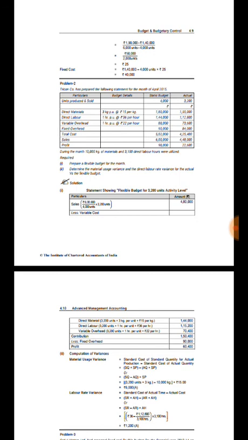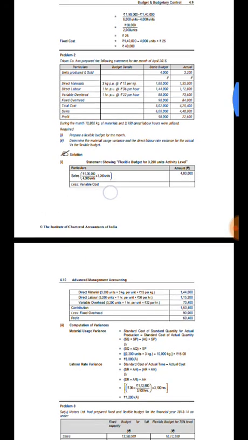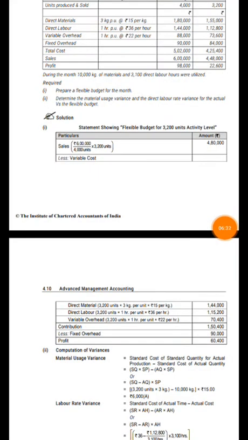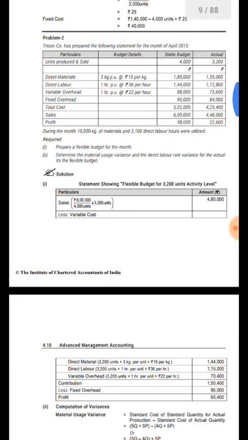So what is required? Prepare a flexible budget for the month. Then determine the material usage variance and the direct labor rate variance for the actual versus the flexible budget. Okay, so start the flexible budget for 3,200 units activity level. We are going to prepare a flexible budget. So see, first we'll start with the sales.